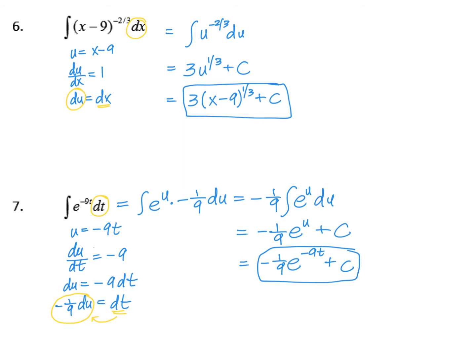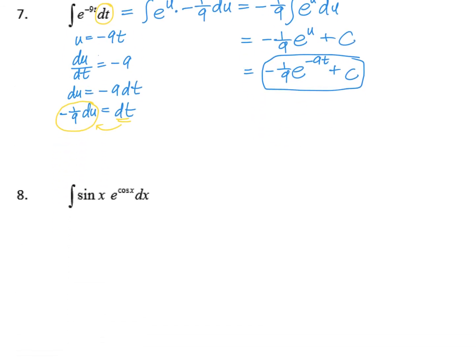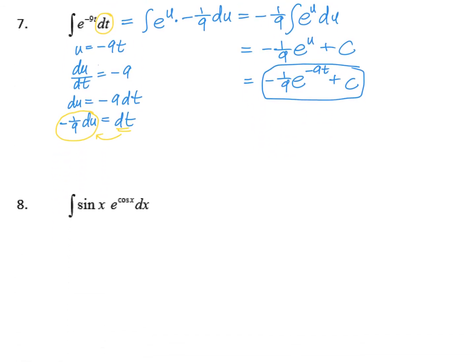All right, on to the next problem. Now this one gets a little bit more interesting. We have sine x times e to the cosine x. E to the cosine x is the problematic part of this integrand. But it would be very nice and simple if it was just e to the u. So we're thinking maybe u can be cosine x.